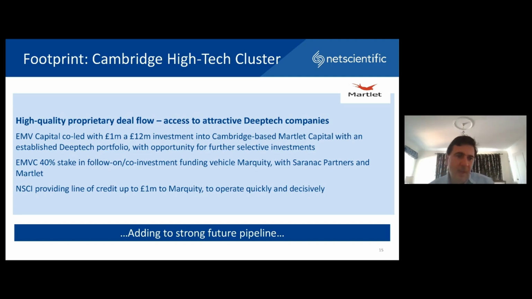But basically, we've done a 2-part deal whereby we have provided £1 million into a £12 million investment into Martlet Capital. And Martlet Capital is one of the well-recognized seed stage investors in the UK that until recently was owned by Marshall Group, which is a major group there. And as a result, my chairman is telling me to hurry up, so I will.